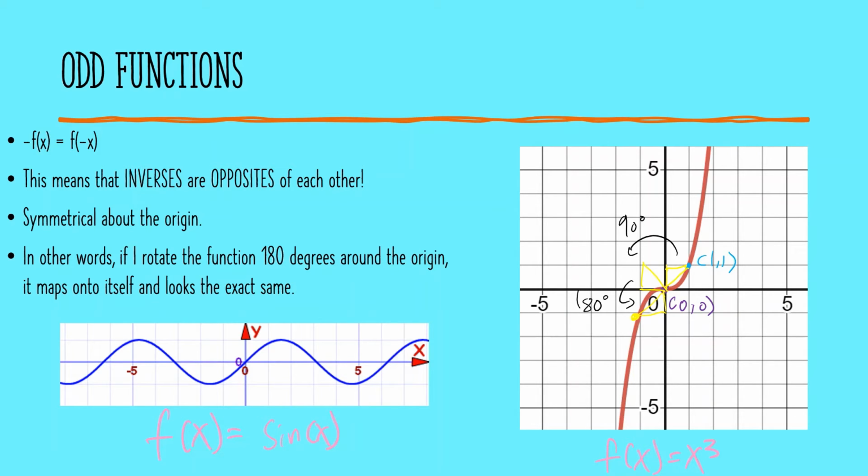Our point now is negative 1, negative 1. Notice how when we rotate it 180 degrees about the origin, it's still on the function. So that means for every single point on this function, it will stay on the function, right? So that is what it means to be an odd function. The same thing could be said for f of x equals sine of x.